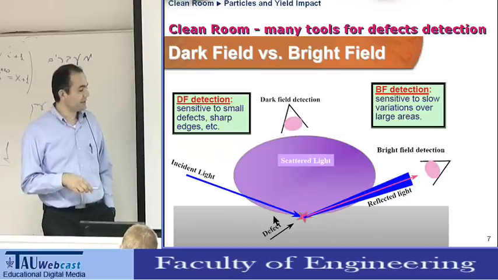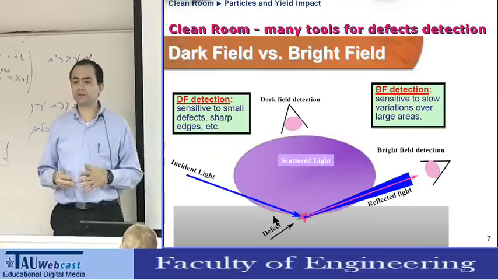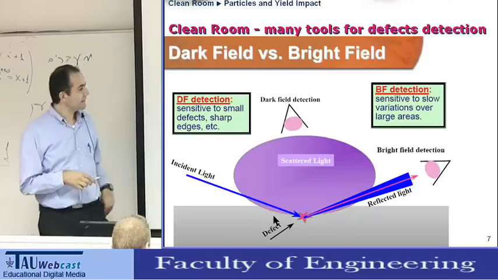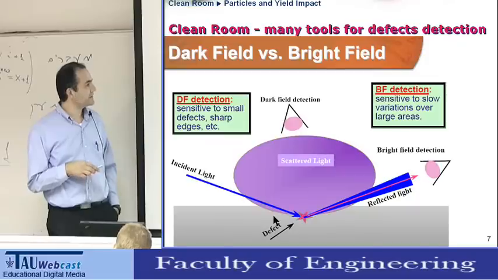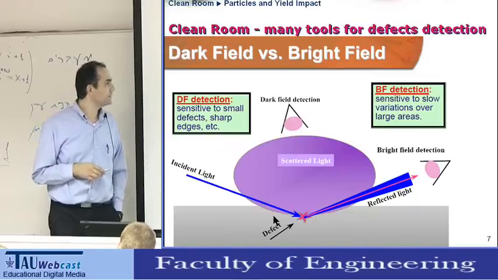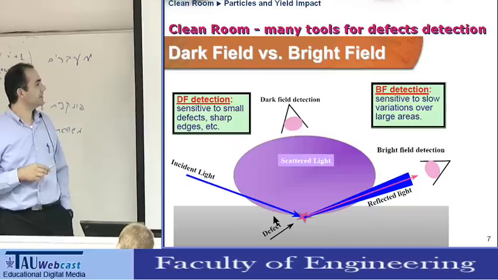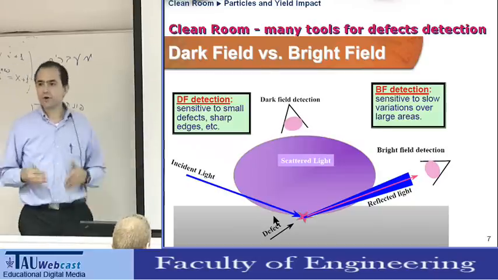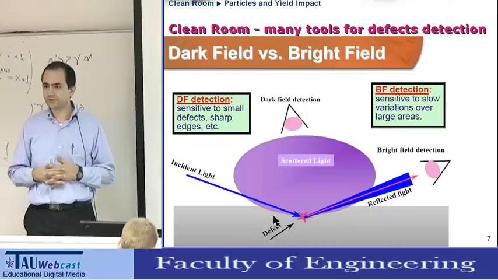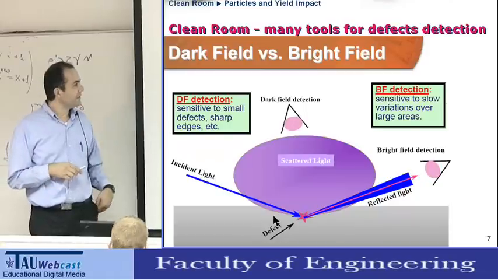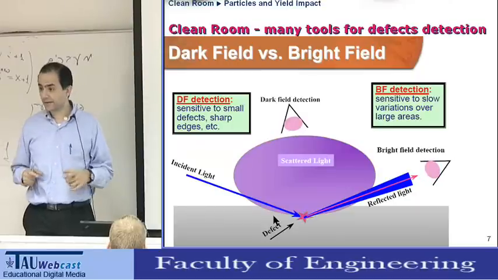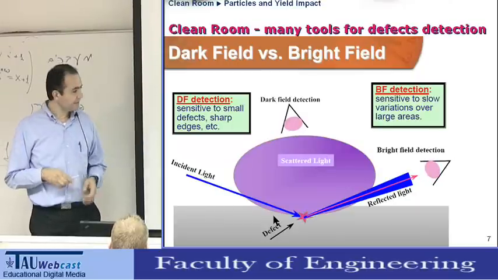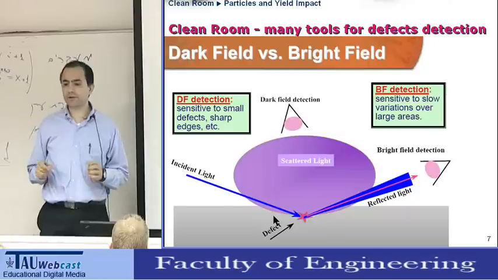Now, if this is a particle, it will reflect the light also to other places, in other directions. The light collected is called dark field detection. And dark field is sensitive to small defects, sharp edges, corners of structures, and so on and so forth. Now, we show here just one detector, but obviously you can have several detectors. And this is a very good way to catch very small particles.